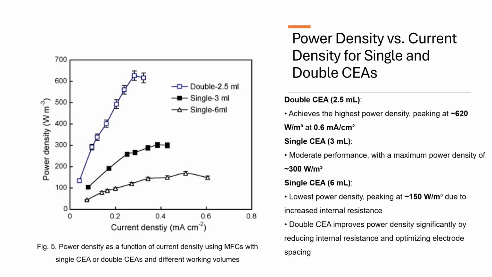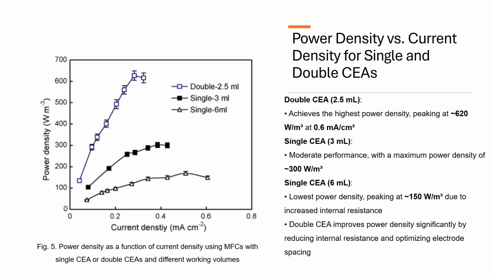Single cloth electrode assembly with 3 ml reaches a peak of approximately 300 watts per cubic meter, demonstrating less efficient interaction. Single cloth electrode assembly with 6 ml performs the worst, peaking at only 150 watts per cubic meter due to increased internal resistance and reduced power density.